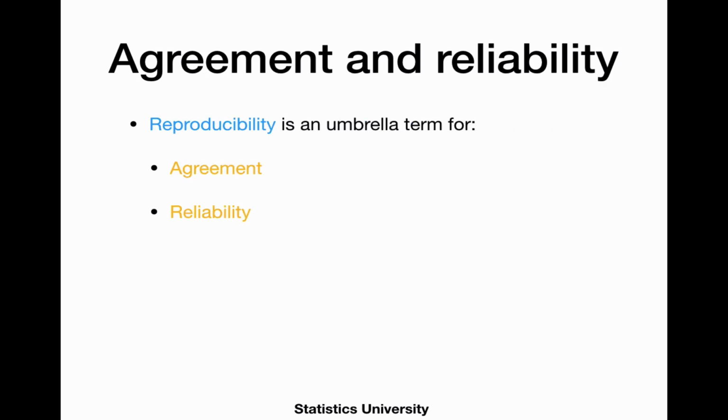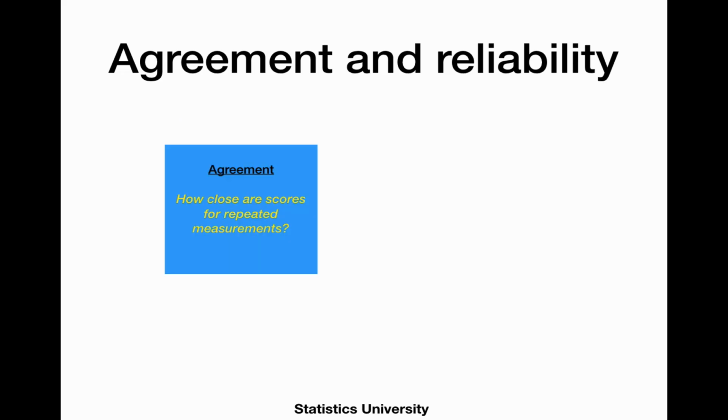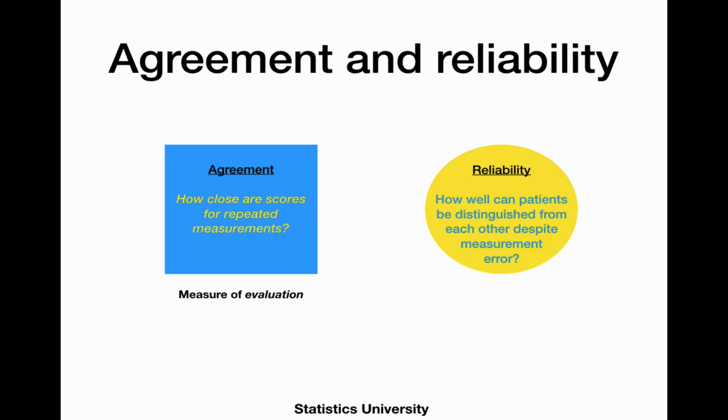Reproducibility itself is actually an umbrella term for agreement and reliability. Unfortunately, these two terms are often used interchangeably in the literature, but they actually refer to two distinctively different statistical terms. Let's look at what that difference is. In agreement, we want to know how close scores for repeated measurements are to each other. So that's a measure of evaluation. Whereas in reliability, we want to know how well patients can be distinguished from each other despite measurement error. So it's a measure of discrimination.